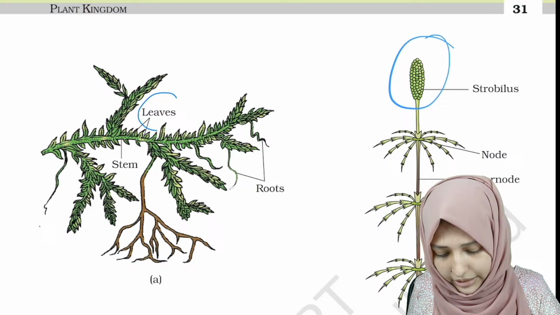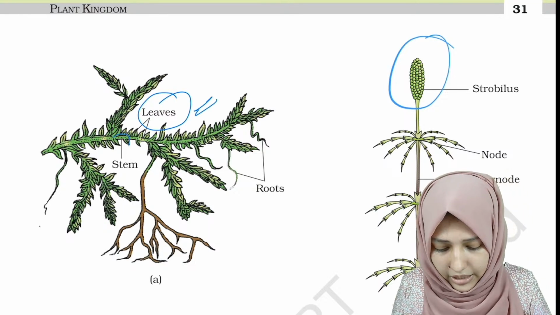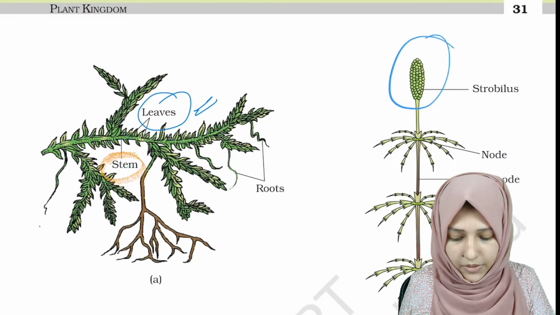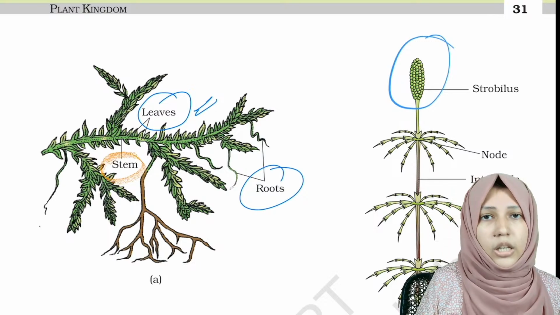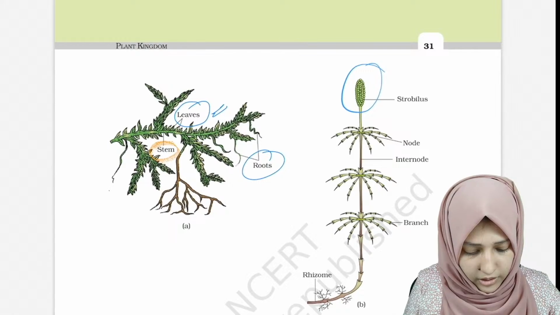And it is having a leaf, not leaf-like, it is having a leaf. Then it is having a stem, not stem-like, it is having a stem. Then it is having a root, not root-like. Clear? And now we are coming into this structure.